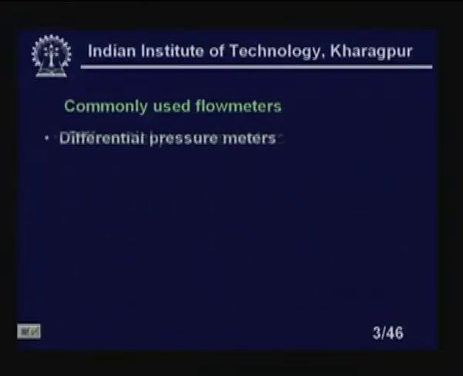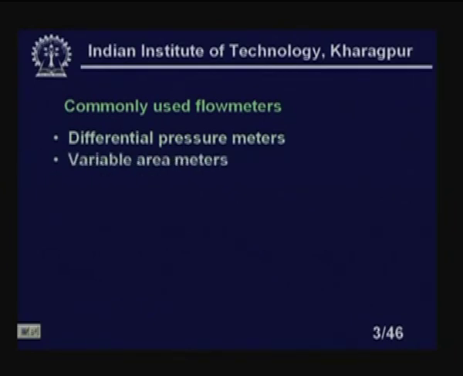Now, commonly used flow meters are like this. We have differential pressure flow meters, then variable area meters. In the differential pressure flow meters, the most commonly used are the orifice meter and venturi meter, then we have the elbow meter, and the pitot tube. These all depend on the differential pressure. We have variable area meters. One of them is the rotameter, which is very commonly used in the process to get a rough estimate of the flow measurement.